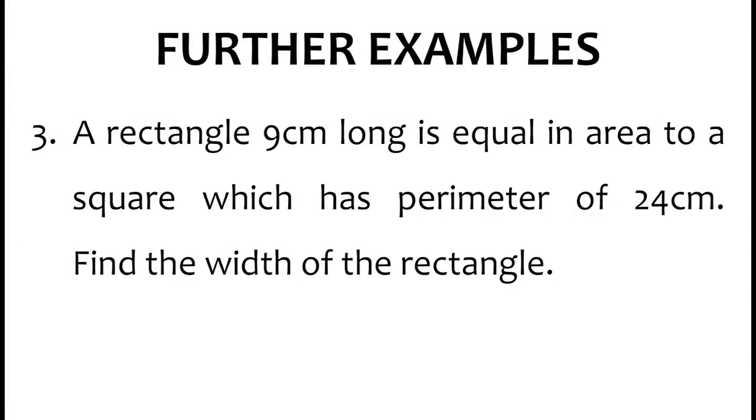Example number 3. A rectangle 9 centimeters long is equal in area to a square which has a perimeter of 24 centimeters. Find the width of the rectangle. I take the question again. A rectangle 9 centimeters long is equal in area to a square which has a perimeter of 24 centimeters. Find the width of the rectangle.